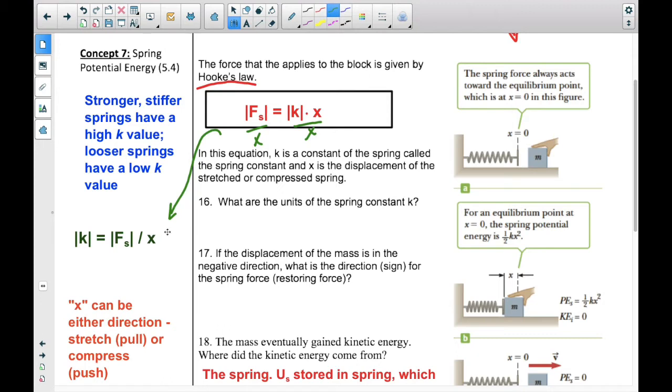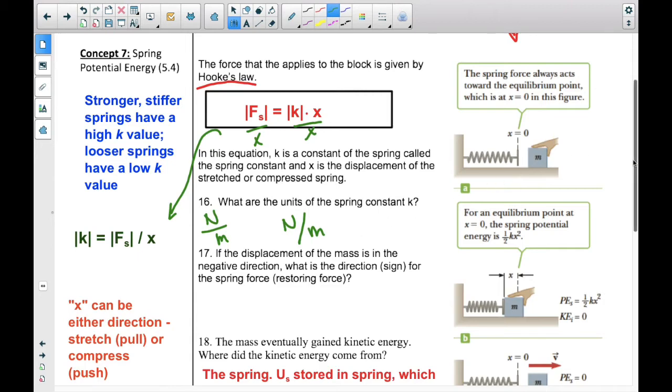The reason I did that: what are the units of the spring constant? If we look at this equation, well, what do we measure force in? Newtons. And what do we measure distance in? Meters. So the units of the spring constant is newtons per meter. That is the units that we will use. So anytime we talk about spring constant, we will label it as newtons per meter.